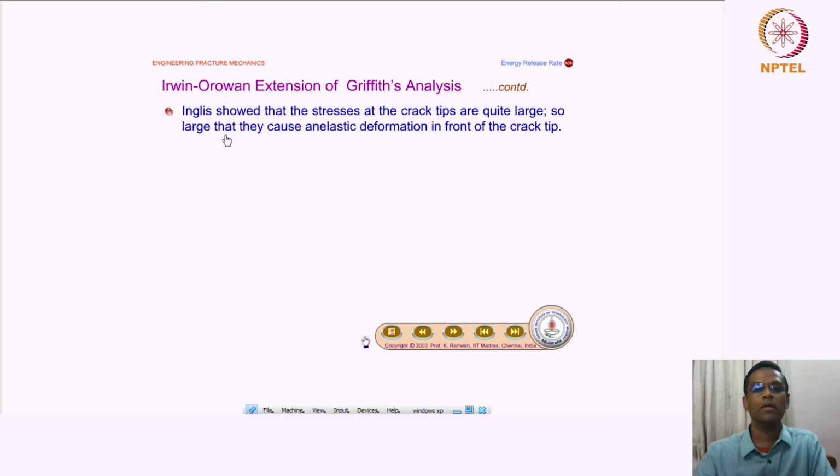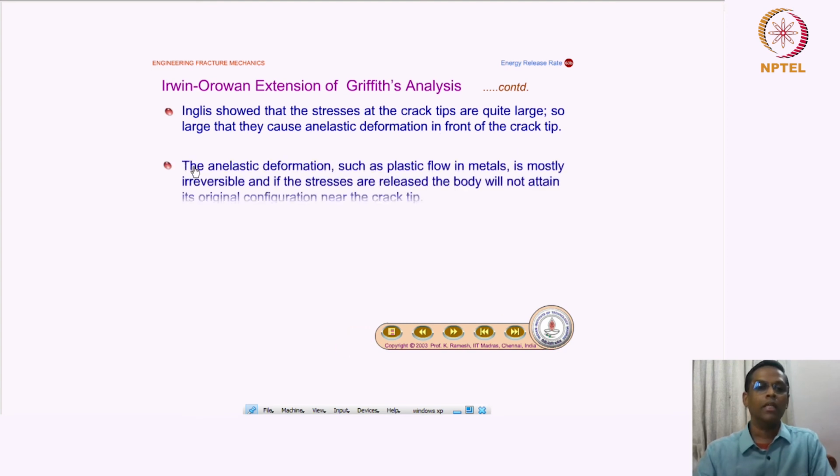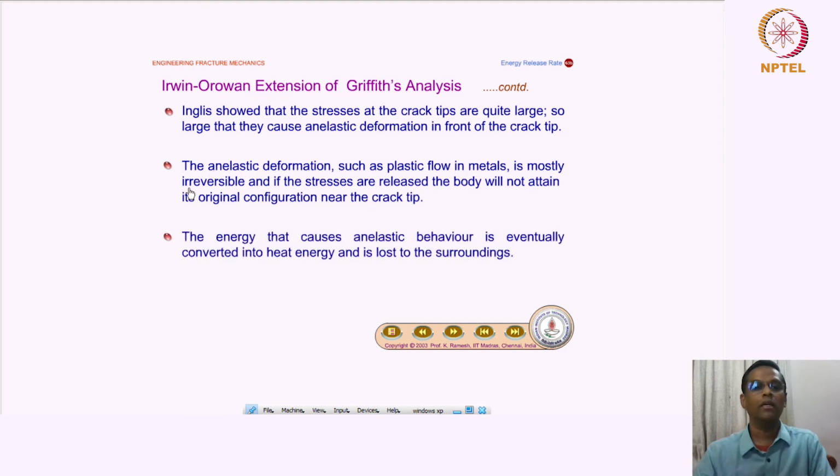So large that they cause an anelastic deformation, that is, plastic deformation is referred to here. This is not anelasticity, which is time dependent deformation. We are not talking about that here. We are essentially talking about plastic deformation in front of the crack tip. The anelastic or plastic deformation, such as plastic flow in metals, is mostly irreversible, and if the stresses are released, the body will not attain its original configuration near the crack tip. So we are now talking about the plastic zone formation under the crack tip.